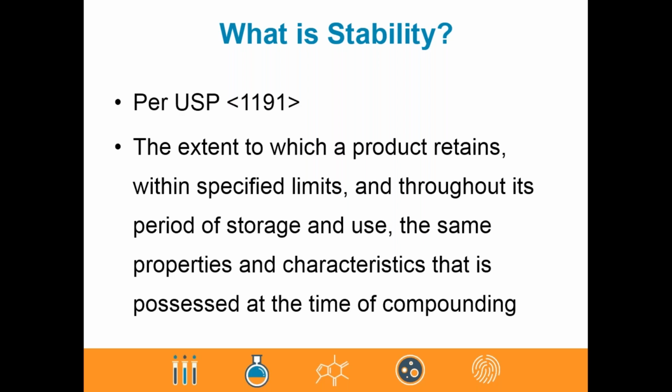So when you're thinking about BUD, to be able to assign a BUD, you need to know the stability of your compound preparation. When you think about stability of compound preparation, you really need to know whether your products maintain the same qualities and characteristics as they did when the product was made. Another important part of this definition is that you need to have limits set before you get into your stability studies.